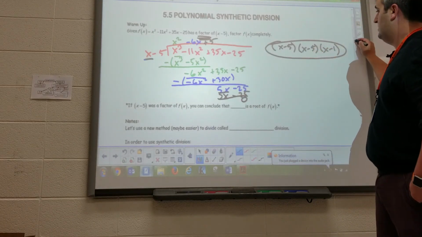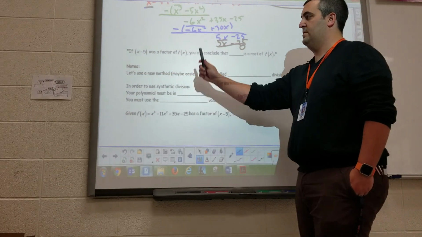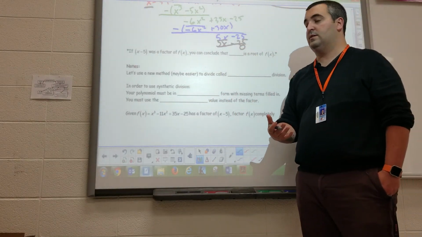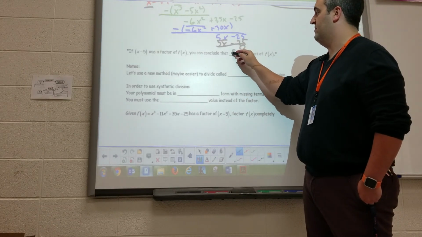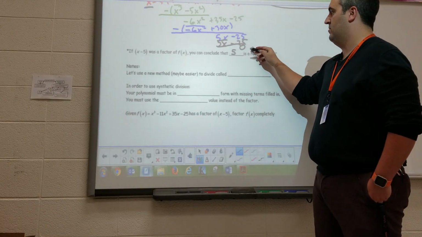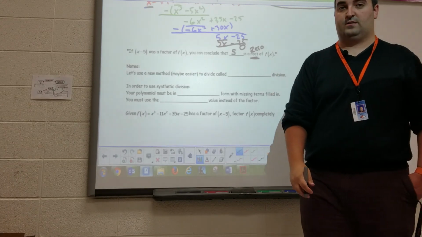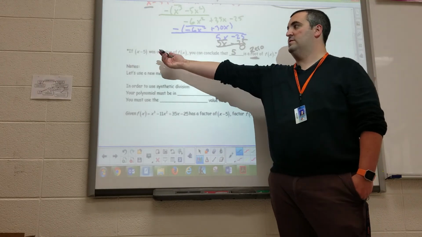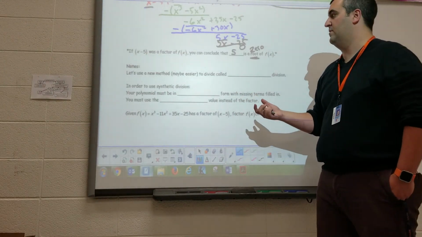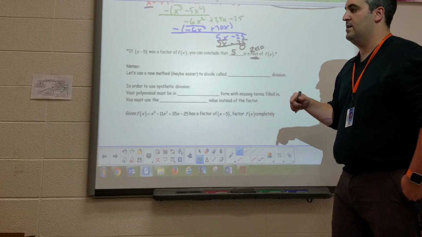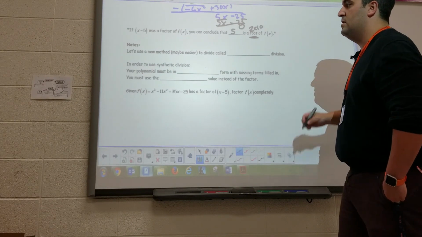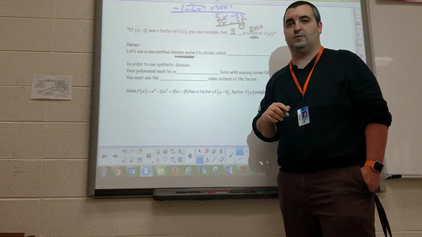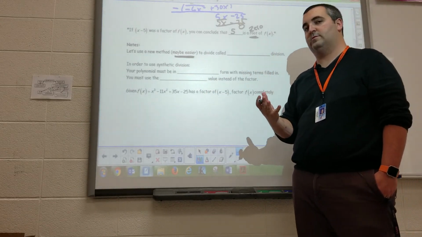So now, if x minus 5 was a factor of f of x, you can conclude that 5 is a root or 0 of f of x. Okay, so that's just going back to what the definition of a factor is and what the definition of a root is. Okay, so now we're going to use a new method, and a lot of times it is easier. It all depends on how well you understand it.